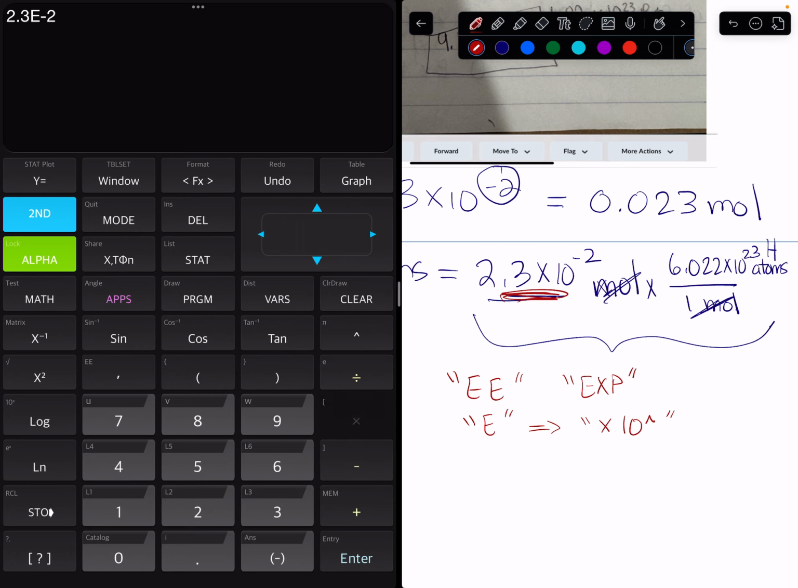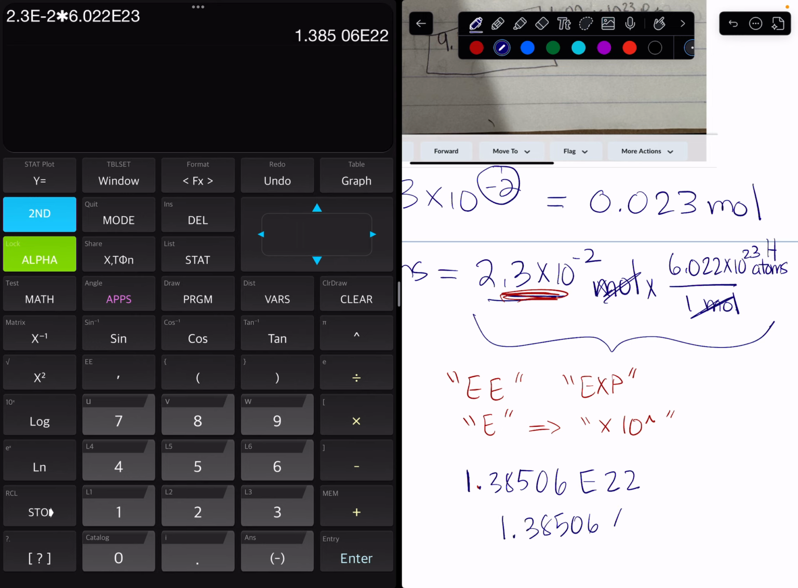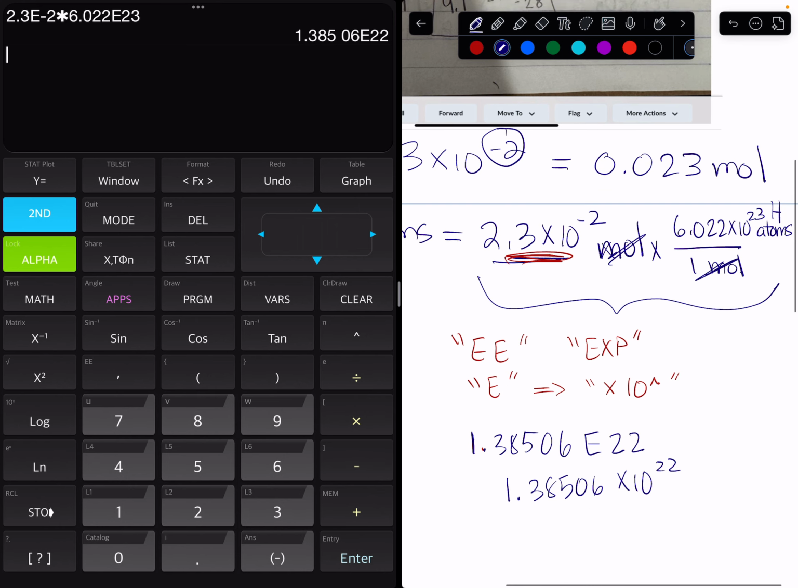Then I will hit times 6.022 times 10 to the 23. I'm going to do that in scientific notation. 6.022. I'll hit my second function, EE, 23, equals. Over there on the right, notice it prints out, let me write it in blue, 1.38506. Then I see the letter E, 22. That means it's 1.38506 times 10 to the 22 is my answer.